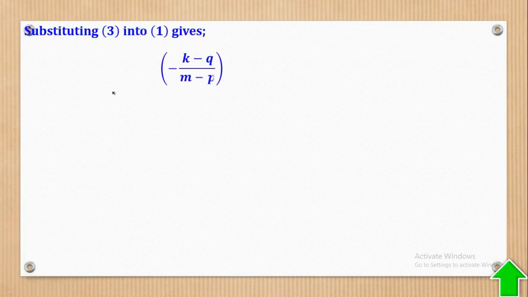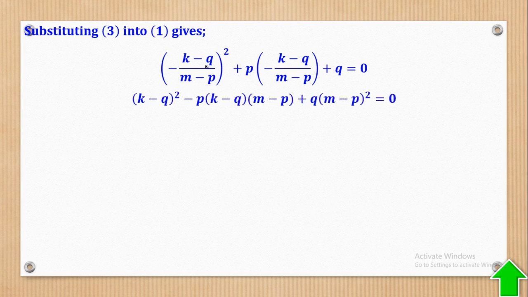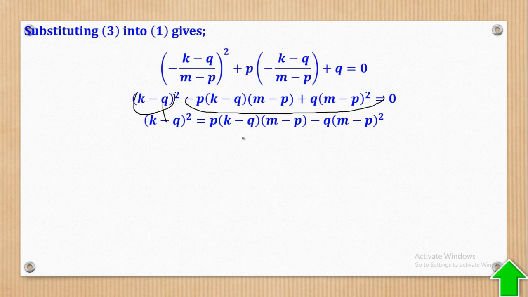So when I substitute in equation 1, I'll come up with that. The LCM is m minus p squared, so multiply m minus p squared throughout to come up with that line. So this one, we have got what they wanted, so we shall take the remaining part the other side and deal with it alone.